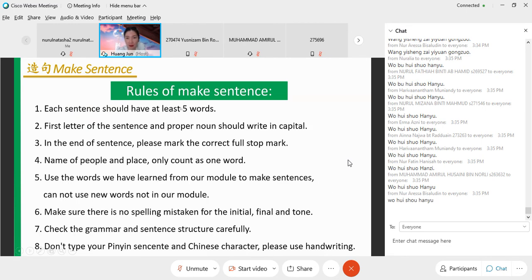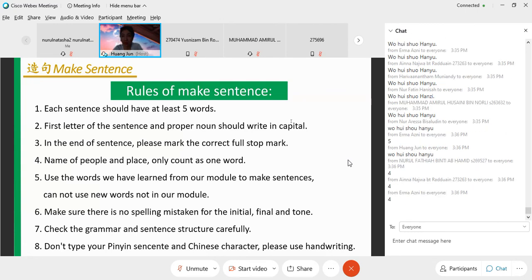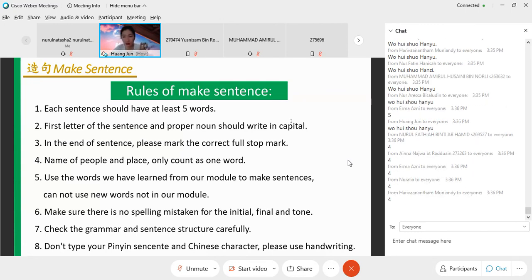Okay, each sentence must have 5 words inside. Like your answer when you type 我会说汉语. How many words inside the sentence 我会说汉语? Just now when you typed 我会说汉语, how many words inside this sentence? Only 4, right? Only 4. So that means 我会说汉语 only has 4 words.